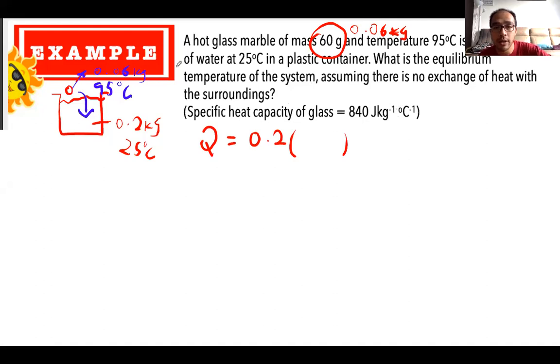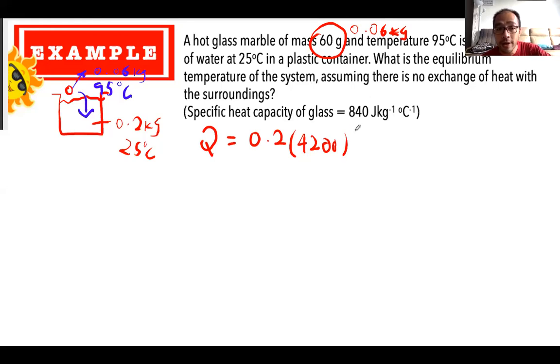Okay, very good, Dina. So it's 4,200 joules per kilogram per degree Celsius. Memorize this, people. Actually, it will be given, but I'm just going to memorize it because at least in our syllabus, water has the highest specific heat capacity. For us, 4,200 is very high.